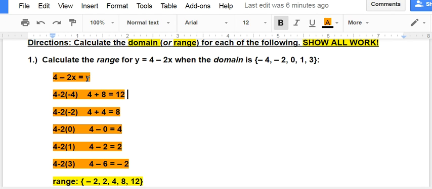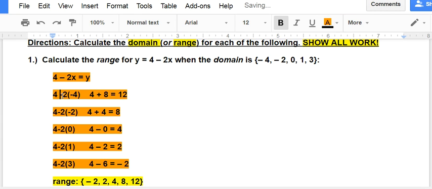Now notice I switched, I put the y in the back. That's just so it's a little bit easier to read. The equation didn't change. 4 minus 2x equals y. It's the same as y equals 4 minus 2x. Now, so I wrote it down, and then what am I doing? I'm substituting in the domain values. Remember, the domain values are the x values. And it's a good way, if you do it like this, you can clearly see everything, guys.